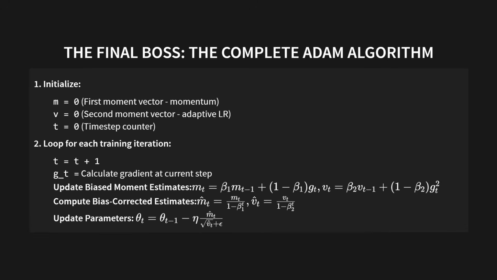This is the moment we've been building towards. This is Adam. All right, here it is, the final boss, the complete Adam algorithm. On the screen is the full blueprint. First, we initialize a few things. M equals 0, which is our first moment vector, think of it as momentum. V equals 0, that's our second moment vector for the adaptive learning rate. And T equals 0, our time step counter.